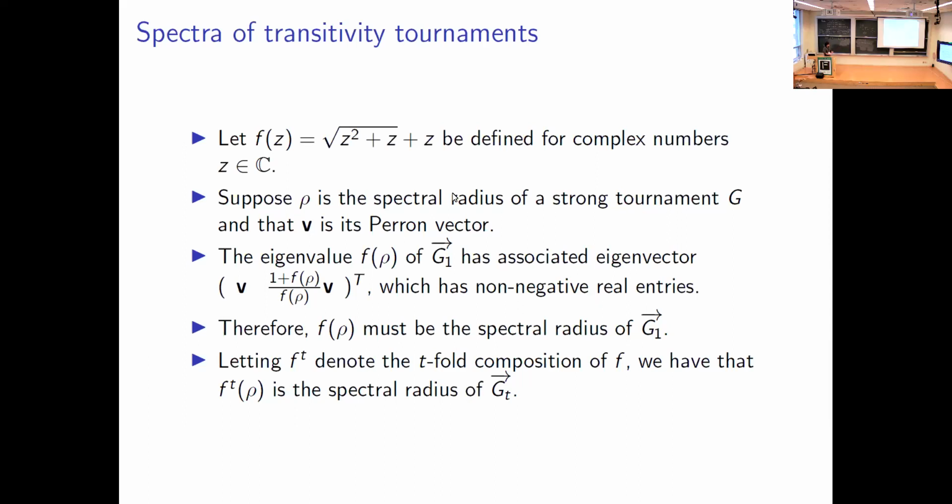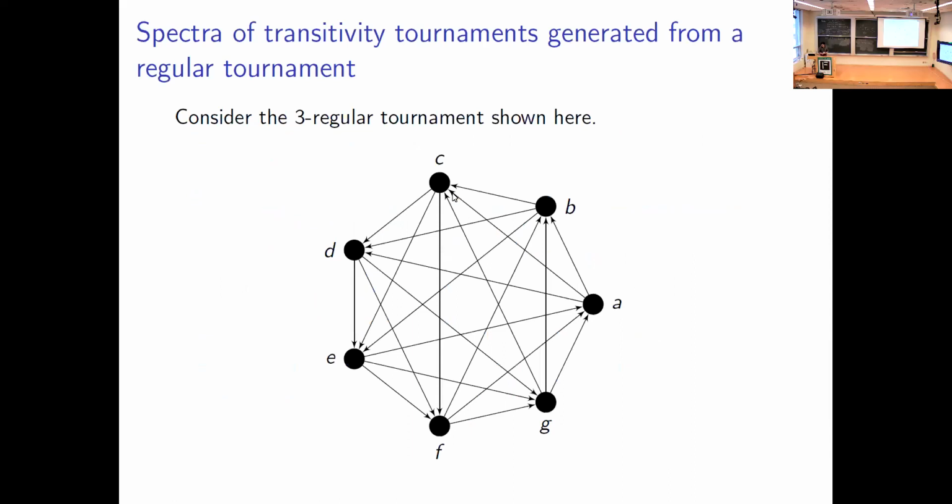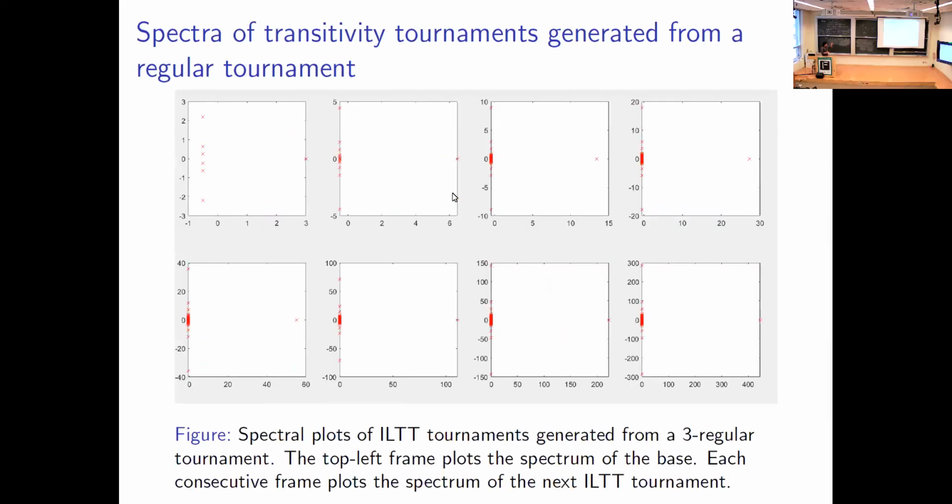And then proceeding by induction, if you take a t-fold composition of f and evaluate it at rho, you get the spectral radius of the tth transitivity tournament generated by G. So going back to this example of the three regular tournaments, if you use this as your base and you proceed to apply the transitivity process to it 7 times and you plot their spectra, you get this image over here. So the top left shows on the complex plane the eigenvalues of the three regular tournaments, and then the subsequent ones are eigenvalues for transitivity tournaments that it generates.